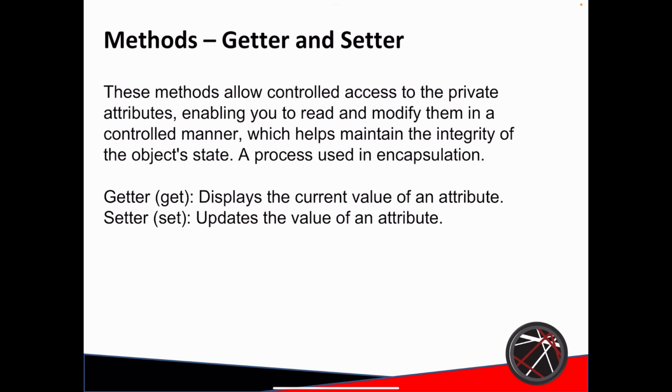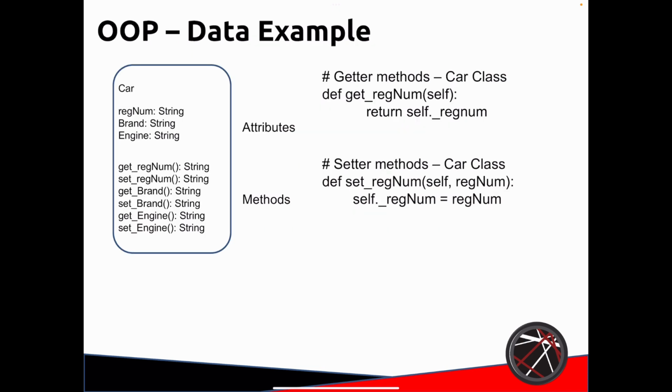A getter displays the current value of an attribute. The setter sets and updates that value. So it gives us a control over what we're using and how it's used. And that is part of what we call encapsulation. I will come back to encapsulation in a moment or two.